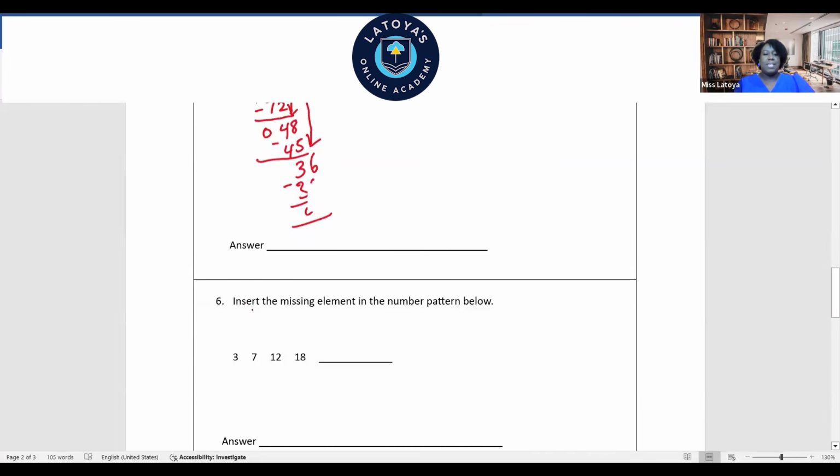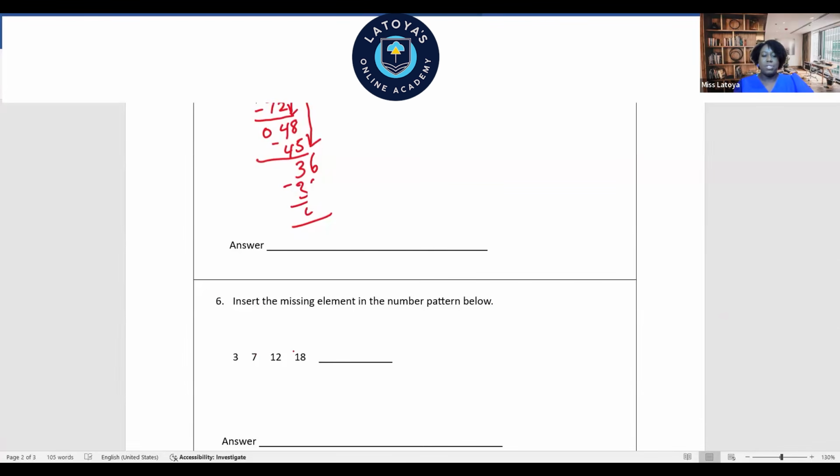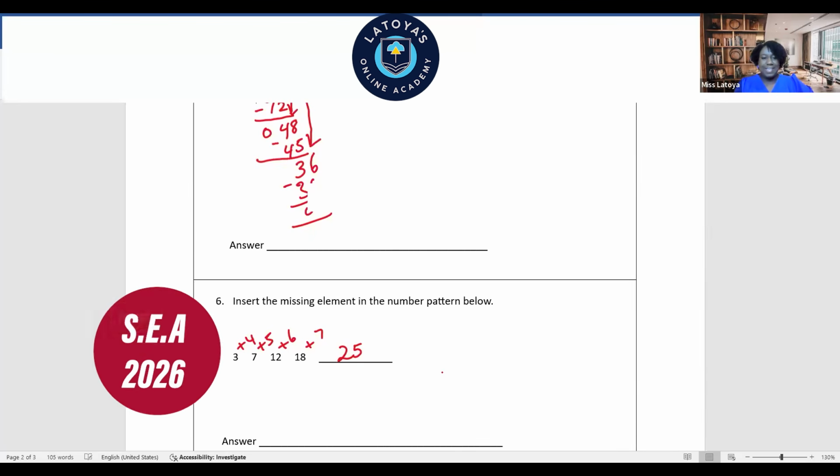Question 6. Insert the missing element in the number pattern below. We have 3, 7, 12, and 18. We can see that the pattern is increasing. 3 plus 4 is 7. 7 plus 5 is 12. 12 plus 6 is 18. 18 plus 7 is 25. 25 will be the missing element.